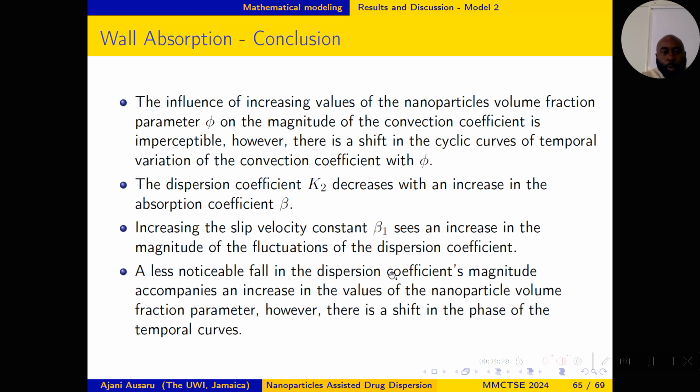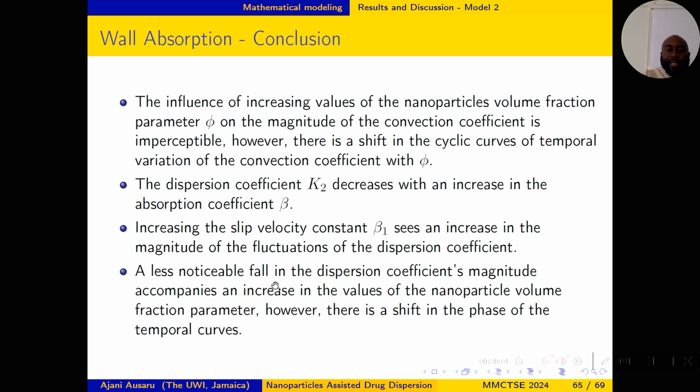And so, in terms of some conclusions, the influence of the nanoparticle volume fraction parameter phi on the size of the convection coefficient, which is K1, is imperceptible, it's very minute. However, there's a shift in the cyclic nature of the time variation of the convection coefficient with phi, which is the volume fraction parameter. Dispersion coefficient K2 decreases with an increase in the absorption coefficient beta. An increase in the slip velocity constant beta 1 sees an increase in the size of fluctuations of the dispersion coefficient.